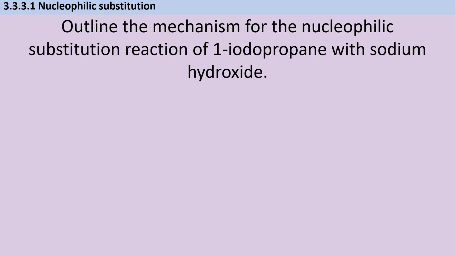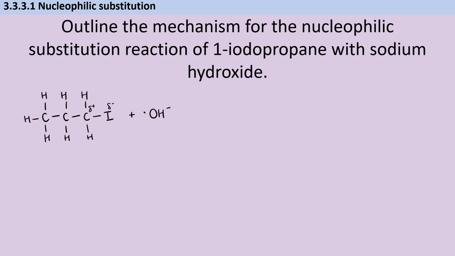A more typical phrasing for an actual exam question would ask you to outline the mechanism for the nucleophilic substitution reaction of 1-iodopropane with sodium hydroxide. So the first thing I need to do is draw my 1-iodopropane, and like I keep doing, I'm going to add those delta positive, delta negative signs to the carbon-halogen bond.